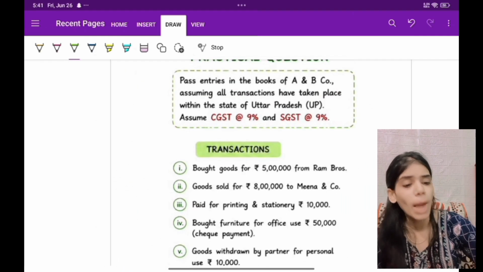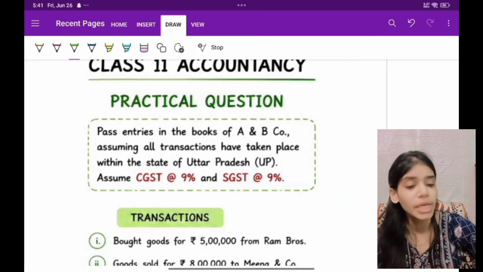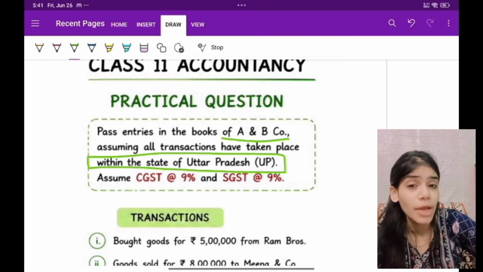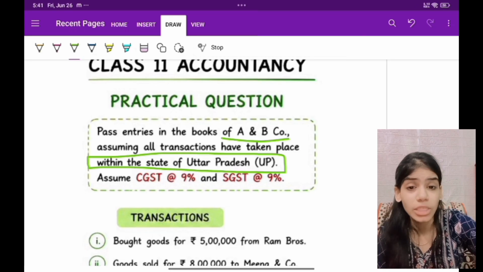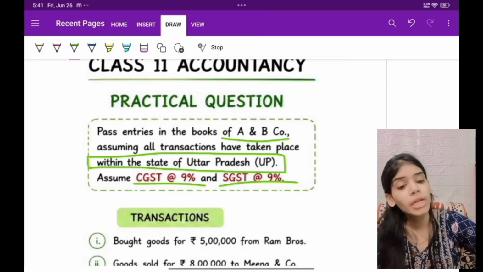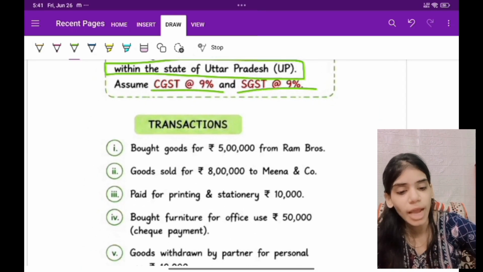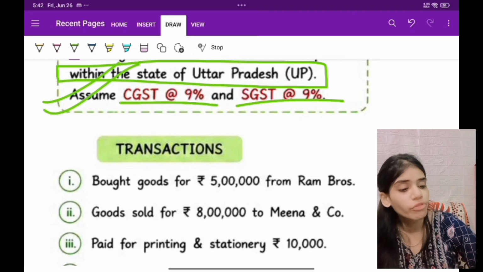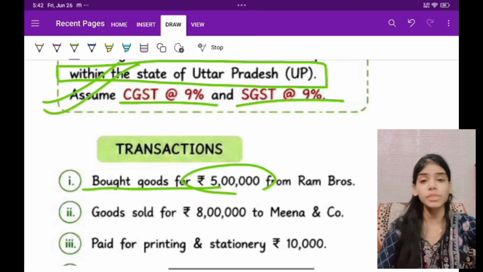Now see the question. Pass entries in the books of A and B company assuming that all transactions have taken place within the state. Now you all know that whenever the supply of goods happens within the state, then CGST and SGST is charged, and accordingly in the question the CGST and SGST rate of 9% is given. Now moving further to the first transaction. Bought goods for 5 lakh from Ram Bros.